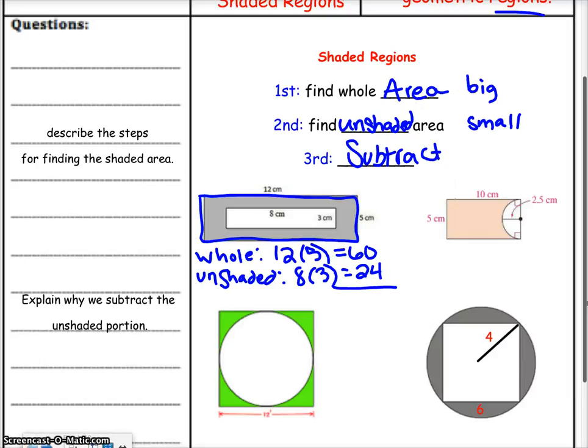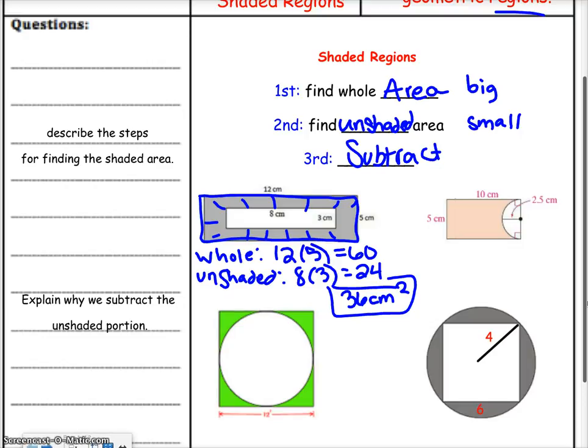So the shaded region is you're going to take away this unshaded part and it will leave you with the shaded. So I found my whole, I found out how much this is, now I'm going to take it out. I'm taking it away. So 60 minus 24 is 36 square centimeters. That's the area of the shaded region.